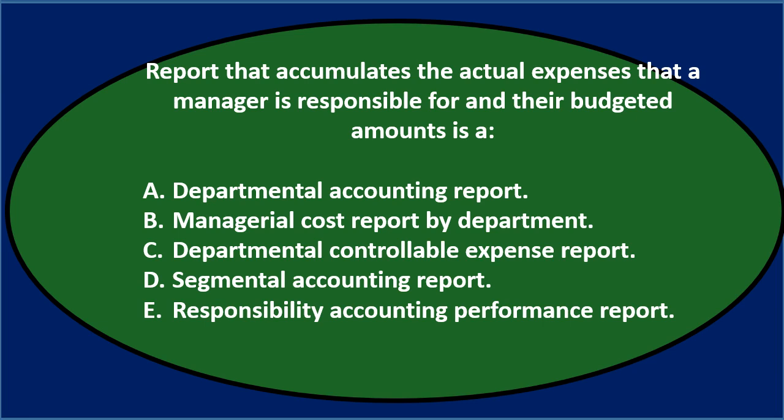A report that accumulates the actual expenses that a manager is responsible for and their budgeted amounts is A, departmental accounting report. That sounds kind of reasonable, so I'll keep it for now. B says managerial cost report by department. Also sounds somewhat reasonable. C says departmental controllable expense report. Again, that sounds kind of reasonable. It's a little wordy. Of the three, I think that one's less likely.